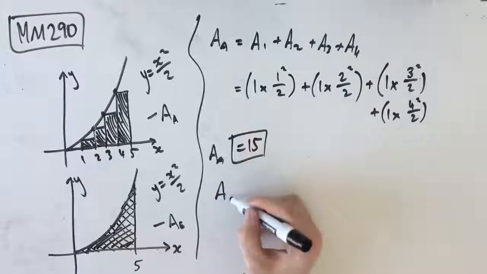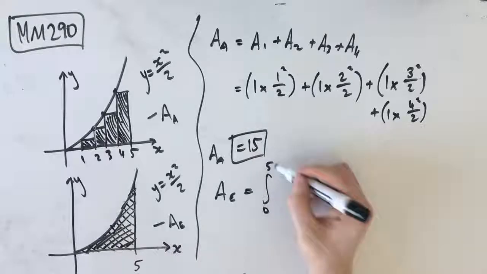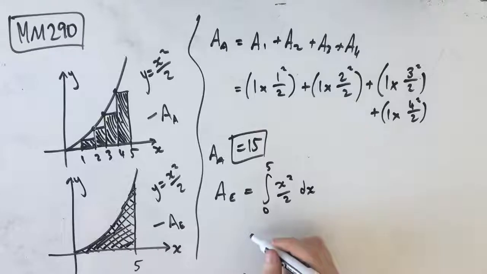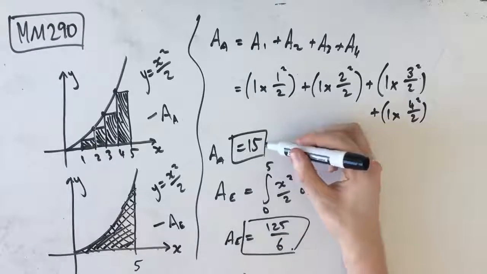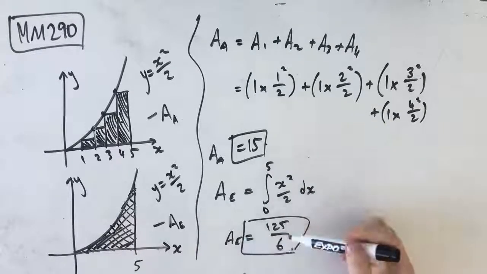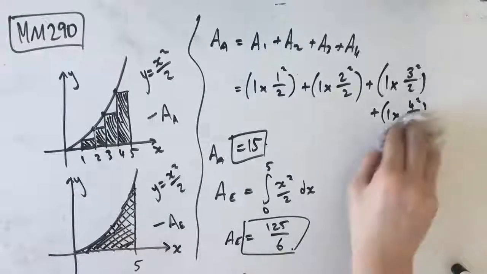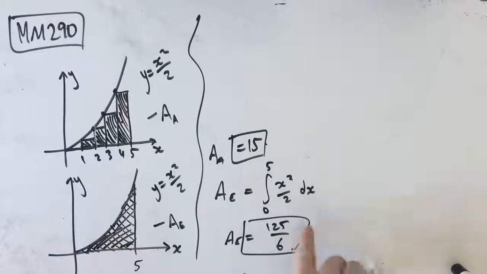Now, our exact area is simply equal to the integral from 0 to 5 of x squared over 2 dx, which is equal to 125 over 6. All right, so we know that our approximate area is 15. We know that our exact area is 125 on 6. And now we just need to figure out how much less the approximate area is than the exact.